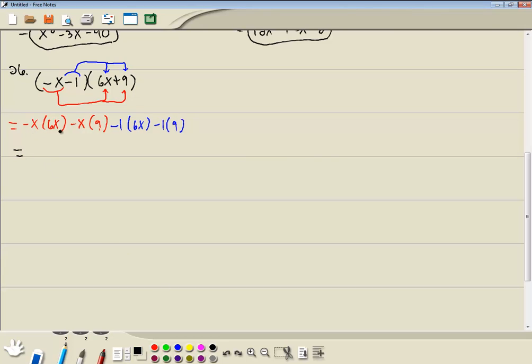Well, negative times positive is negative, and then 6 carries down. X times x is x squared. Negative x times 9 is negative 9x. Negative 1 times 6x is negative 6x. Negative 1 times 9 is negative 9.